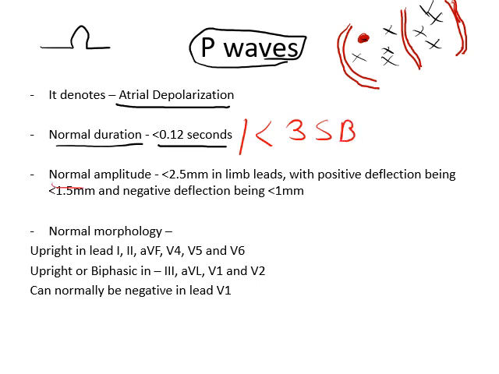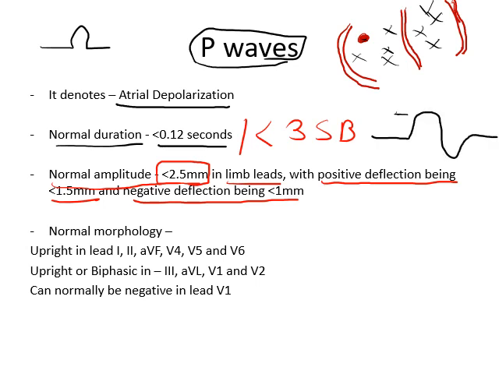Then normal amplitude or normal height of P waves is less than 2.5 millimeters in the limb leads, with positive deflection being less than 1.5 millimeter and negative deflection being less than 1 millimeter. What this means is that if you have a P wave that is like this, this deflection has to be less than 1.5 millimeter and this deflection has to be less than 1 millimeter to be called as a normal P wave, and this entire deflection has to be less than 2.5 millimeters. A P wave that deviates from these two morphological criteria is considered as abnormal P wave.